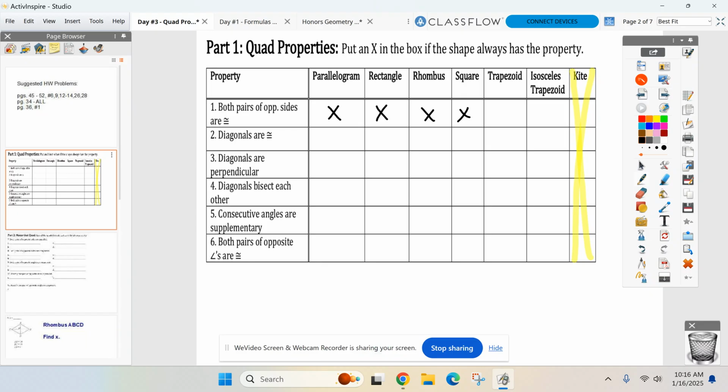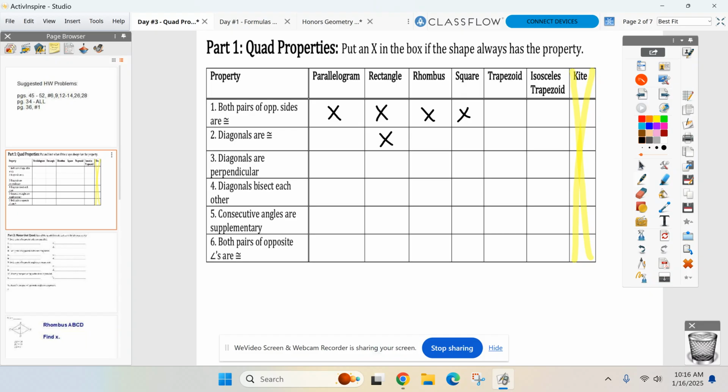Trapezoid, both pairs of opposite sides congruent. No. How about isosceles? No. It does not have both pairs. Diagonals congruent. Parallelogram? No. Rectangle? Yes. Rhombus? No. Square? Yes.